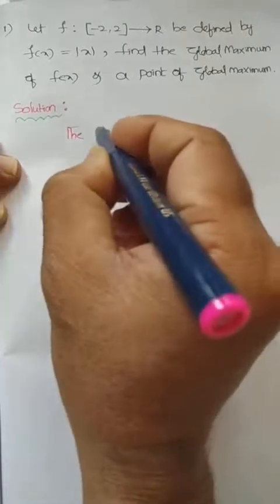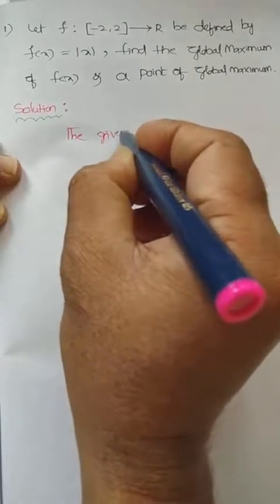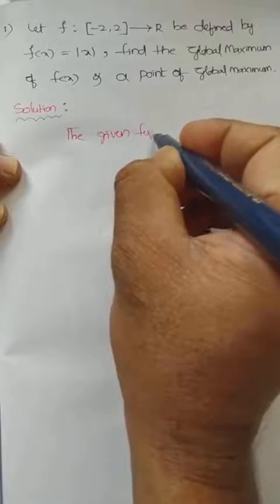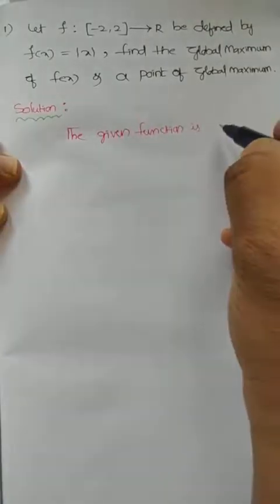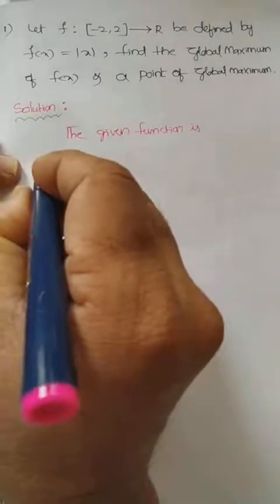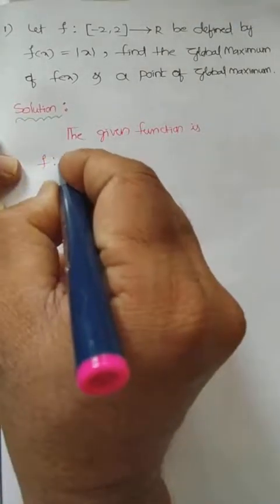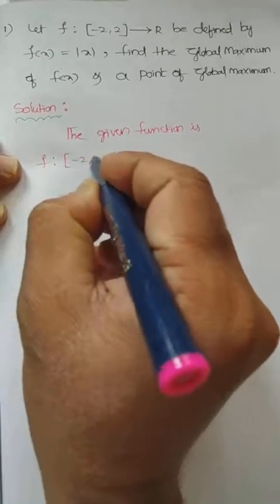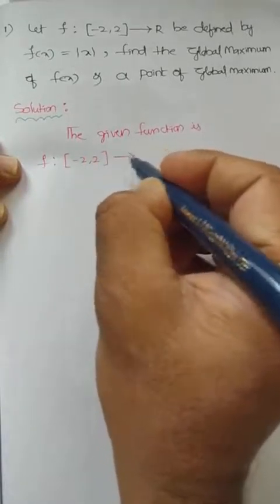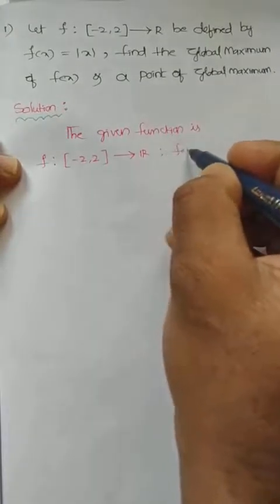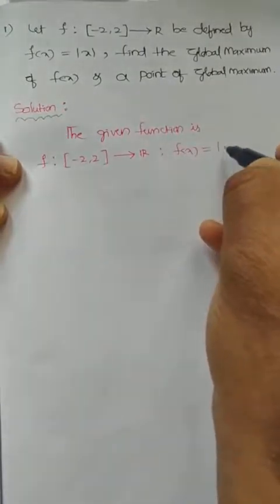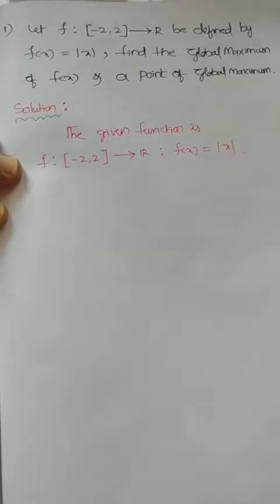The given function is f maps the closed interval minus 2 to 2 to R, and f of x is our function mod x. Let us observe the definition of the mod x function now.